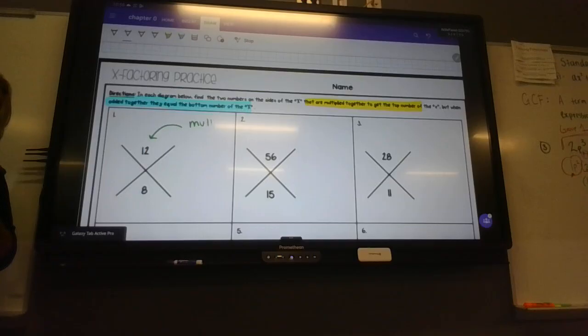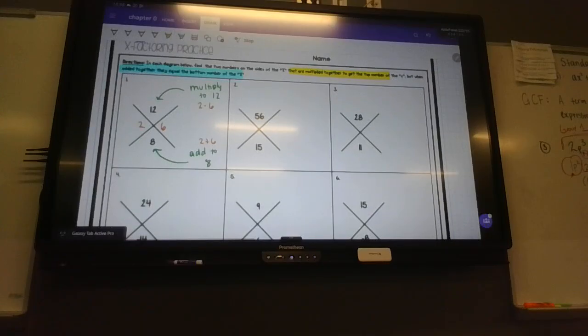So I need numbers that will both multiply to 12 and also add to 8. So 2 times 6 is 12. 2 plus 6 is 8. So I'm putting 2 and 6 into the x factor. And that's it. And that's it for the whole page.